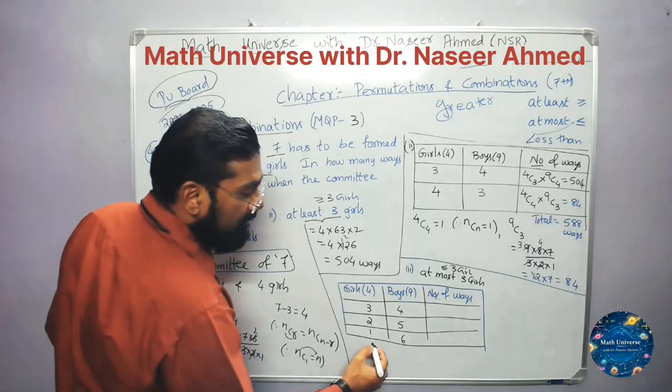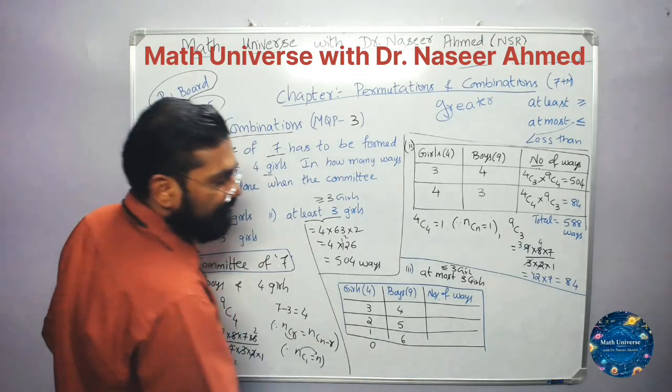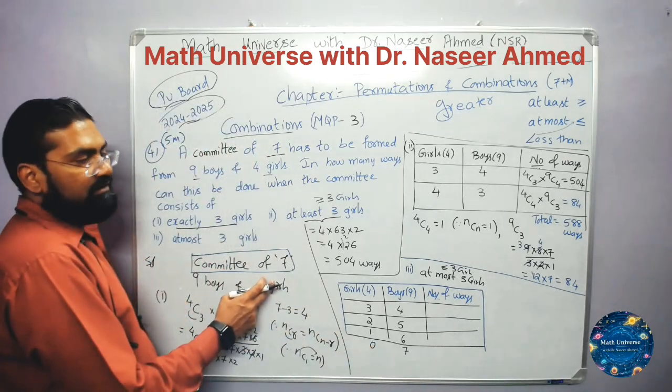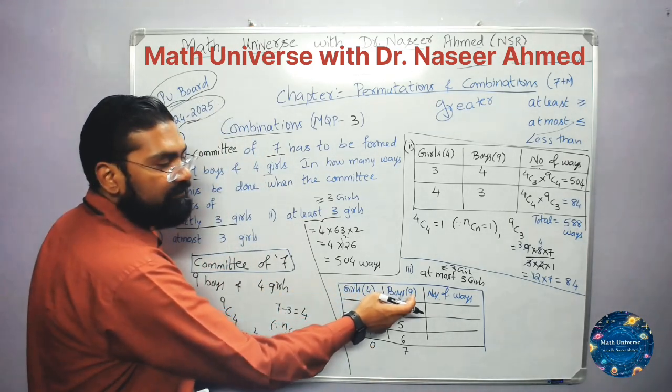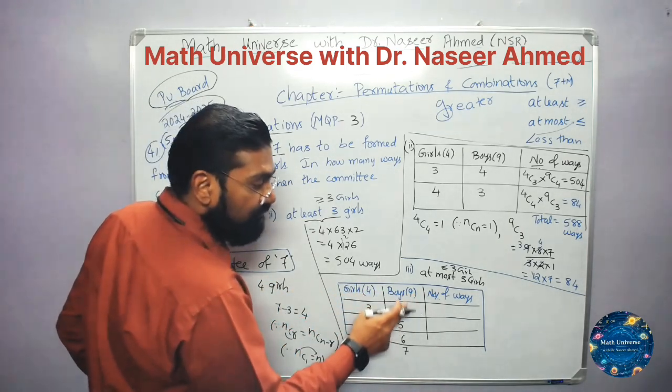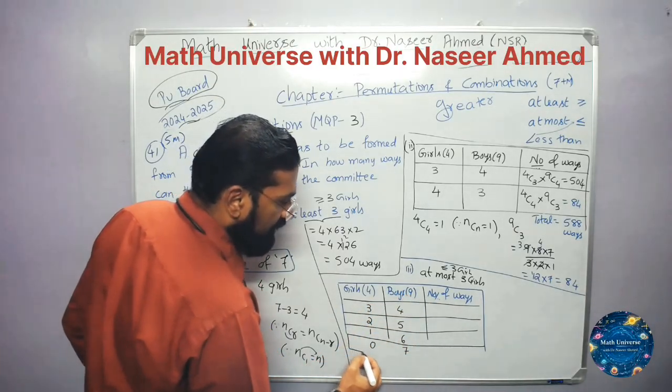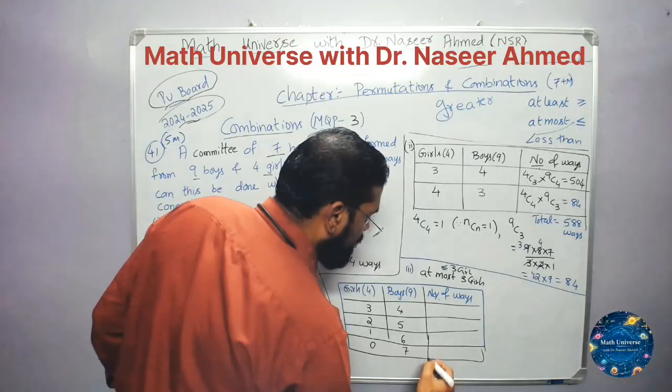Next, there are no girls in the committee. Then 7 boys will be there. 0 plus 7 will be 7. Yes, we don't have any. We have total number of boys 9. So we can have 7 in number. Okay. So now we have to go about.